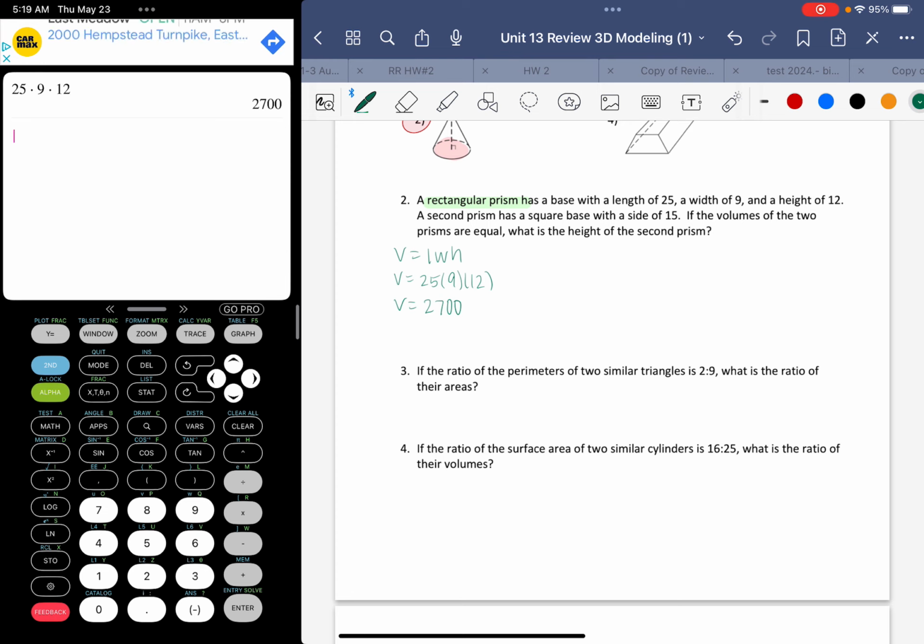Now it's saying a second prism has a square base with a side of 15. If the volumes are equal, what is the height of the second prism? So for the second prism, 2,700 equals, now since it's a square, the length and the width are the same, and we're trying to figure out the height. Well, 15 times 15 is 225. So I'm going to divide both sides by 225. And we get 12 for our height.